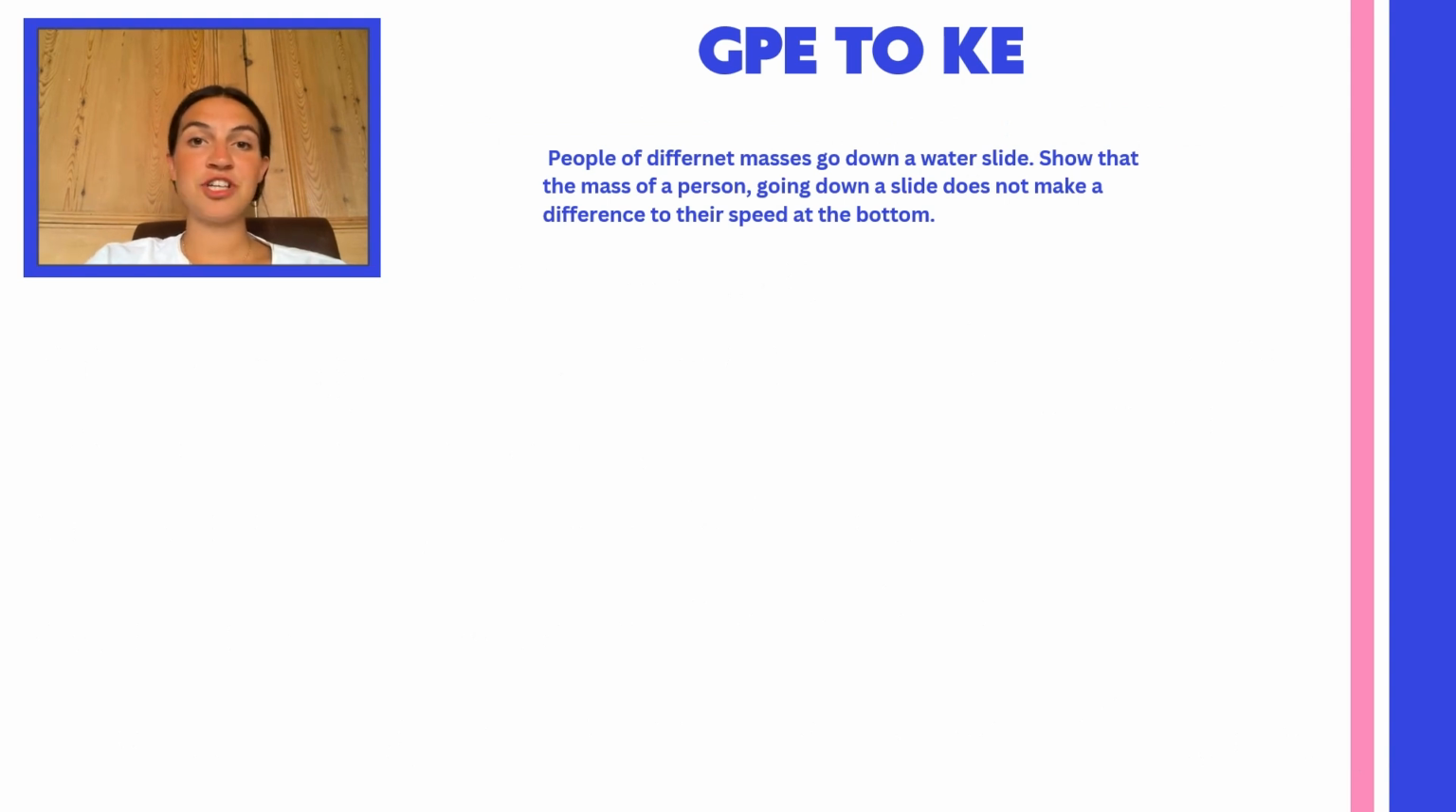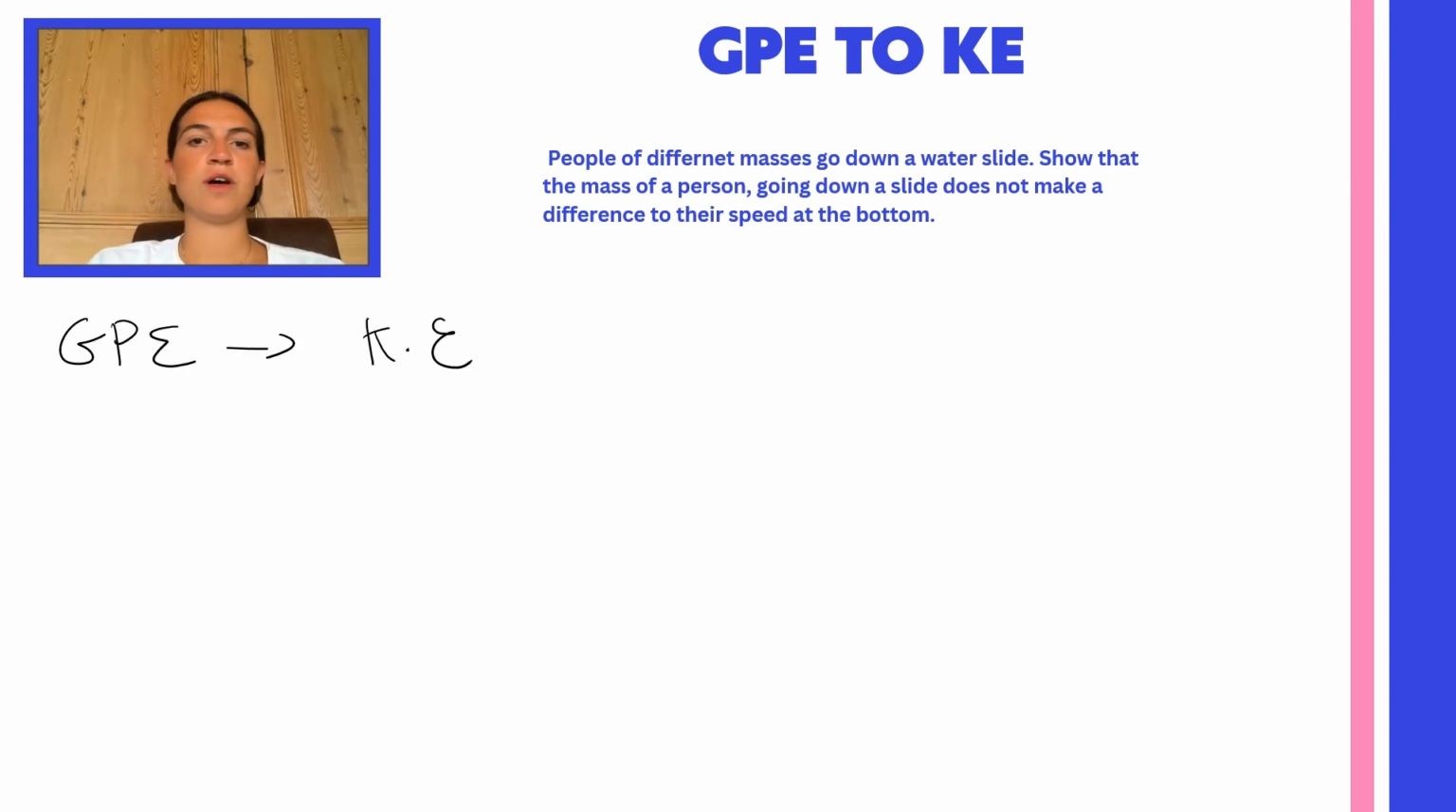Okay, another slightly challenging question here. So we've got people of different masses go down a water slide. Show that the mass of the person going down the slide does not make a difference to their speed at the bottom of the slide. So we're talking in terms of energy transfers.